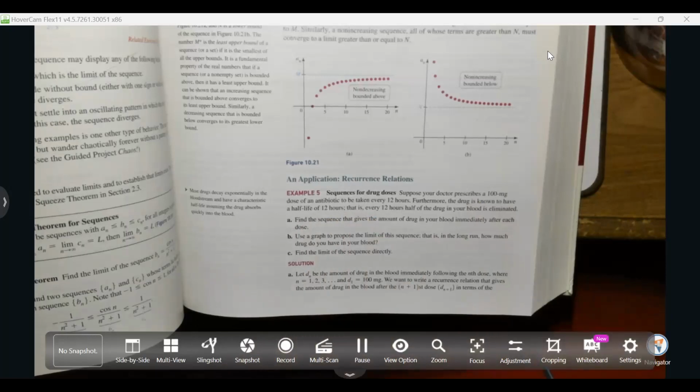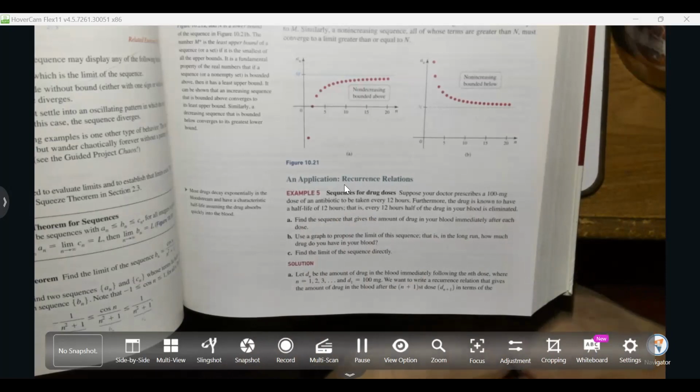Suppose that your doctor prescribes a dose of antibiotics for you: a 100 milligram dose of an antibiotic taken every 12 hours. And the drug is known to have a half-life of 12 hours.